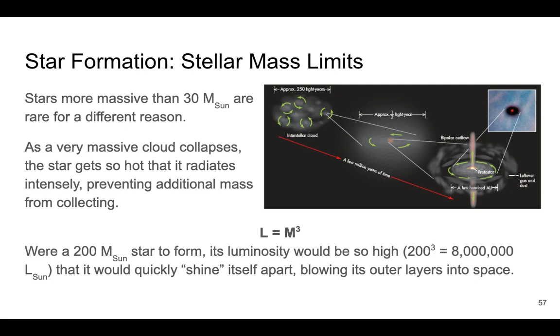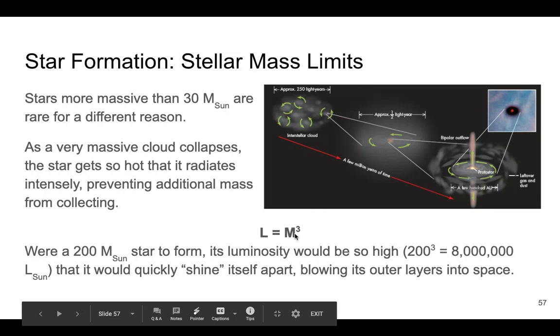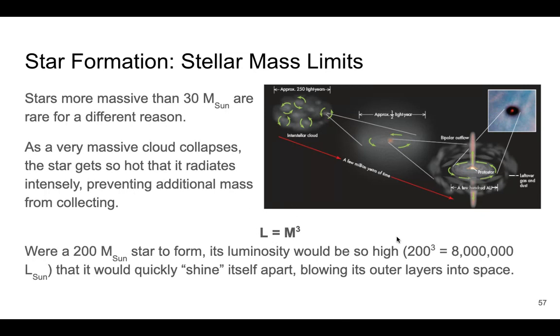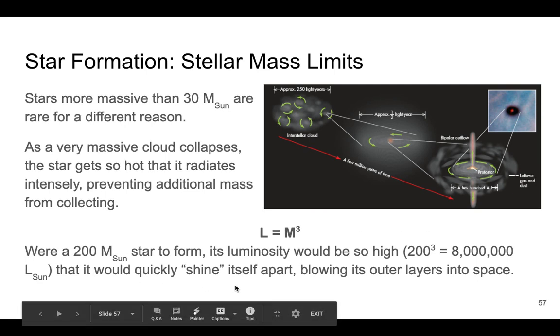But if you did have a more massive star than that, if you had a star that had about 200 times the mass of the sun, we'll plug that into the mass-luminosity relationship. If it's 200 times the mass of the sun, it would have 200 cubed, or about 8 million times the luminosity of the sun. So this guy is burning crazy, crazy bright, and it's going to quickly shine itself apart.